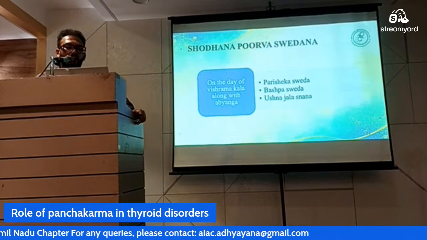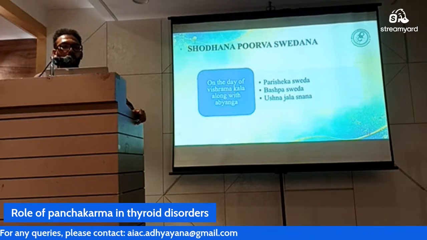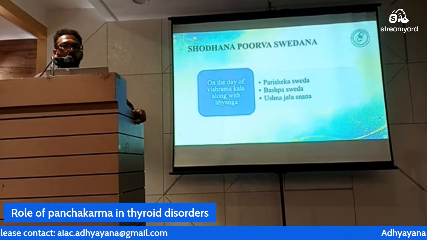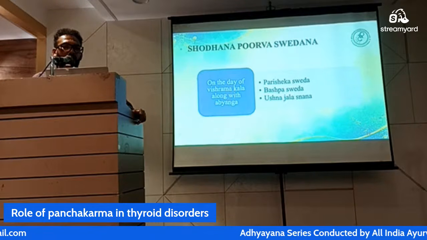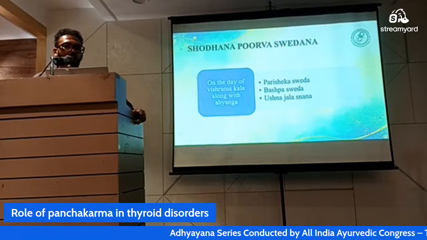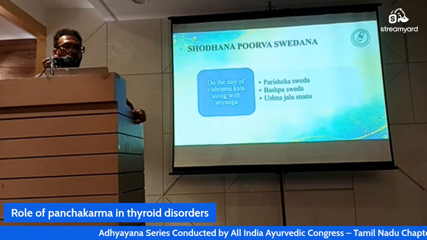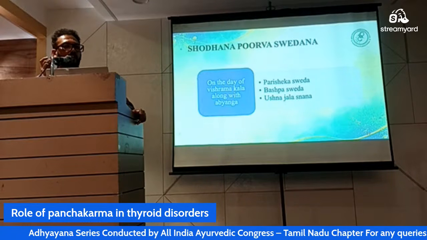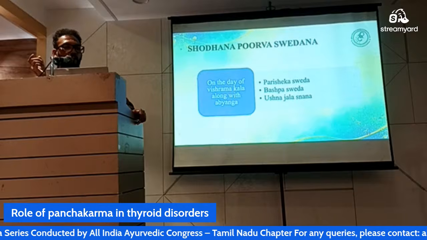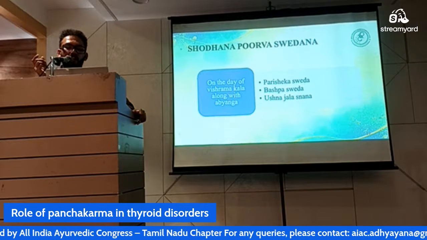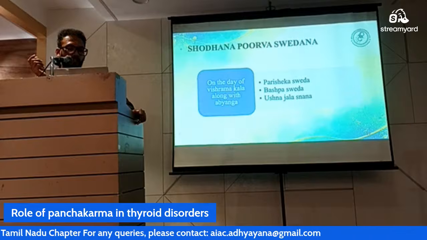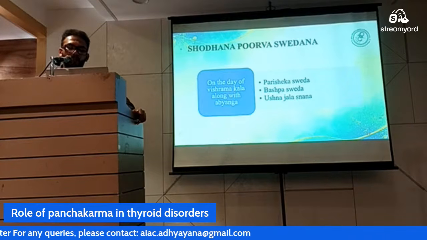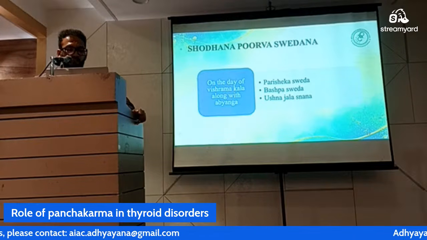Shodhana Purva Swedana. So where is Swedana? What we do is, during the Vishrama Kala, that is the period after Sneha, when the Samyak Snehana Lakshanas are attained, Vatanulomyam, Deepta Agni, Varcha Sneha Samyatam, Mridavam Snehatam Cha, Snigdhata Upajayate, we go for the Vishrama Kala where external Bahya Snehana and Swedana are done. Here we can go for Parisheka Sweda, Bashpa Sweda, Ushna Jala Snana.